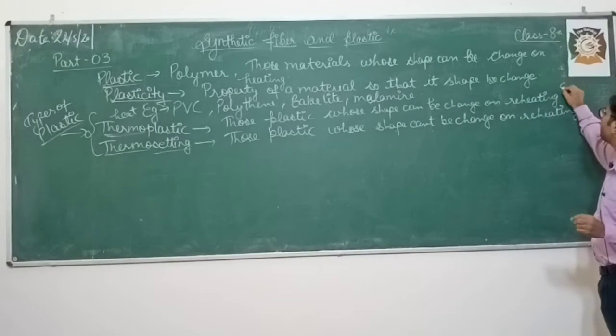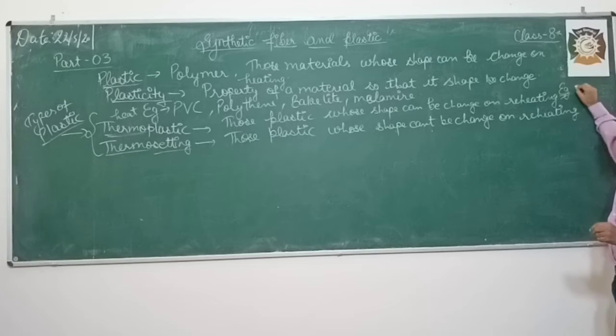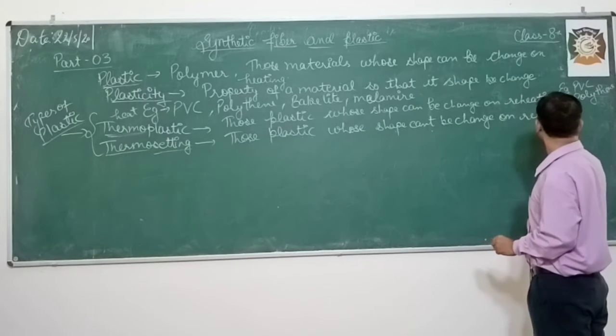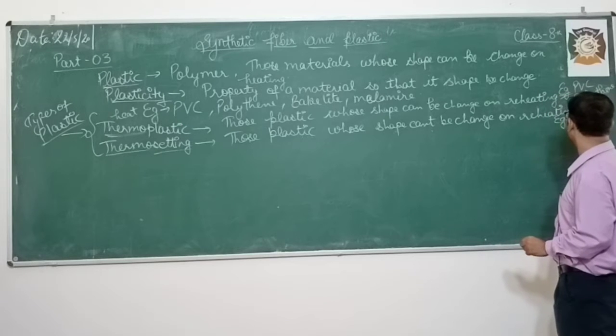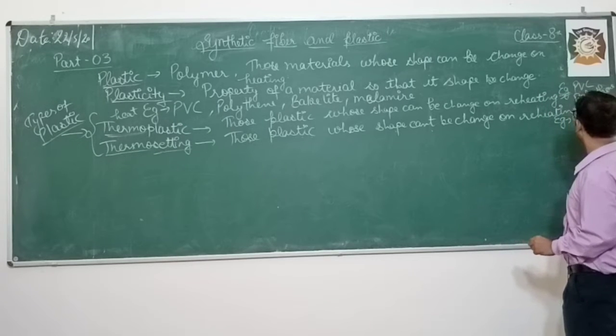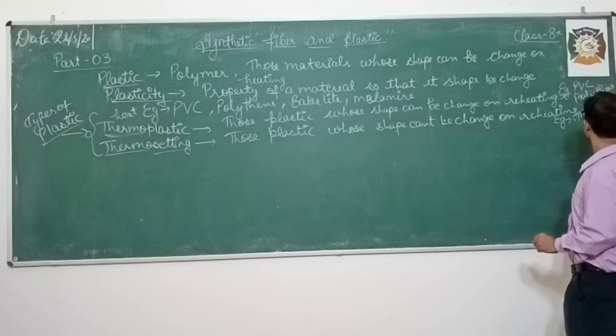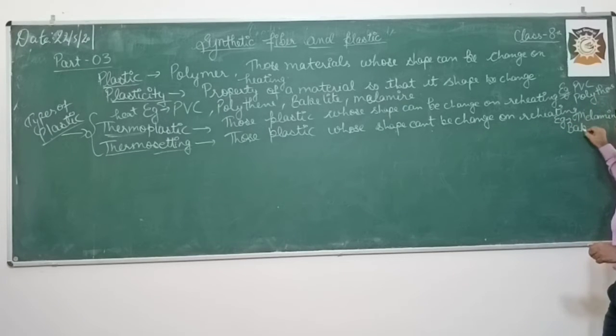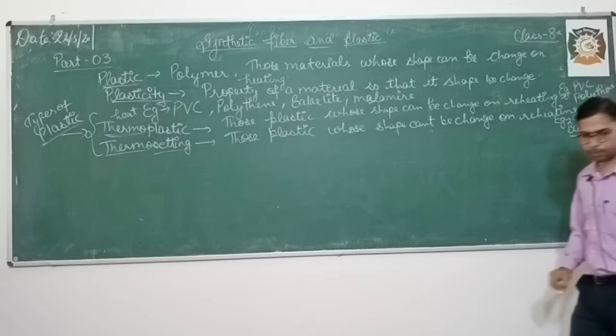Some examples of thermoplastic are PVC and polythene. PVC and polythene are the examples of thermoplastic, while the examples of thermosetting plastic are melamine and bakelite, which are given above. These are the plastics which are thermosetting plastic.